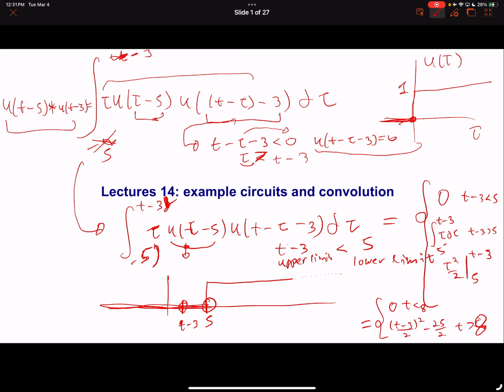Now, we don't really write this anymore. What we really will write instead is (t minus 3) squared over 2 minus 25 over 2, times u of t minus 8. And that u of t minus 8 actually takes care of the fact that this thing has to be 0 whenever t is less than 8.